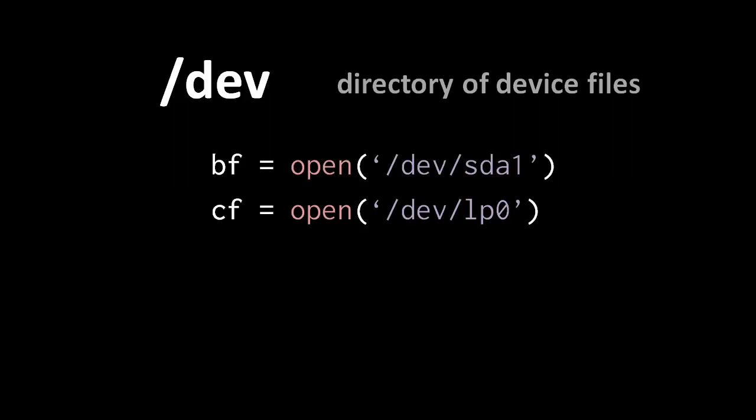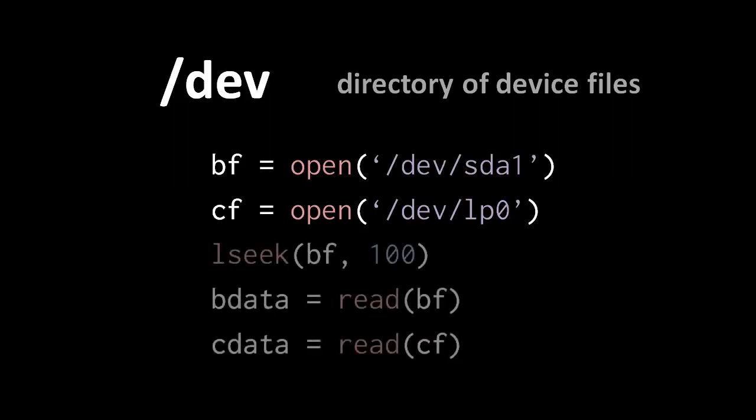Now that I've opened these two files, I can now work with them, such as, say, reading from them. And notice that I can invoke lseek on the block device file, but I couldn't do the same with a character device file. Character devices have no concept of file markers, so calls to lseek on a character device file won't do anything.